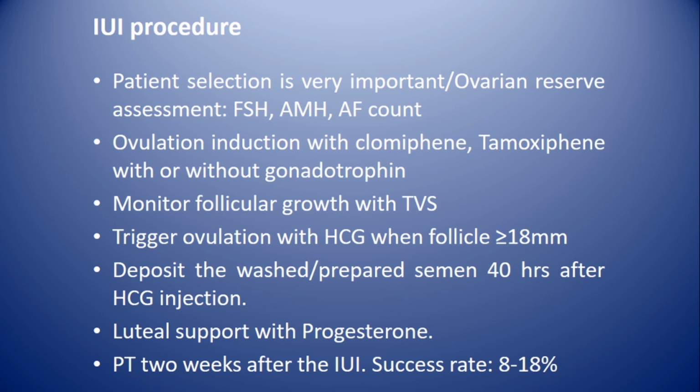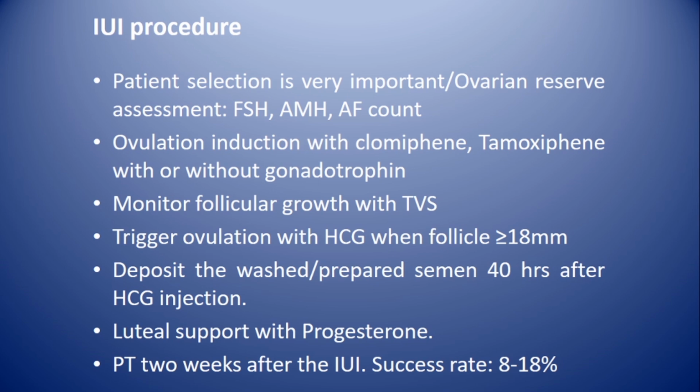Patient selection is very important, and ovarian reserve assessment is also important in people going for IUI. The reason is that you want to be sure that there's no contraindication to IUI, like blocked tubes or premature ovarian failure and all that, which will warrant other forms of treatment rather than IUI. Then you induce ovulation with clomiphene or tamoxifen or with gonadotropin, like we have talked about in the other lecture on ovulation induction. Then you monitor follicular growth with transvaginal scanning.